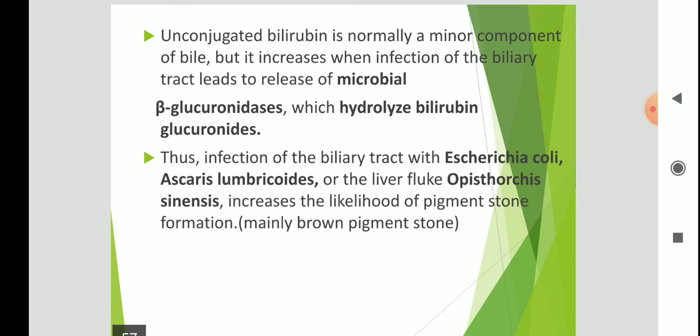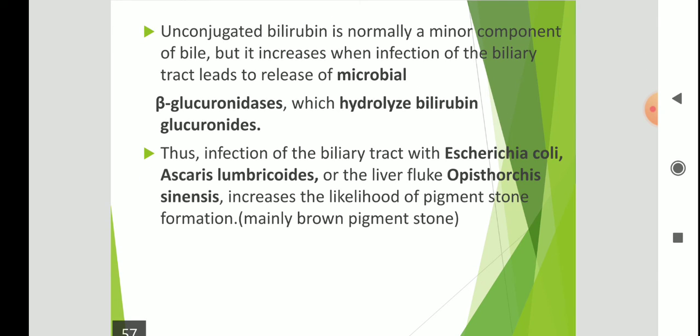Unconjugated bilirubin is normally a minor component of bile, but it increases when infection of the biliary tract leads to release of microbial beta glucuronidases, which hydrolyze bilirubin glucuronides. Thus, infection of the biliary tract with E. coli, Ascaris lumbricoides, or the liver fluke increases the likelihood of pigment stone formation. So, brown pigment stone.